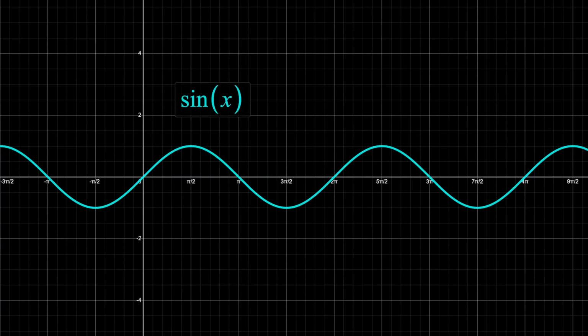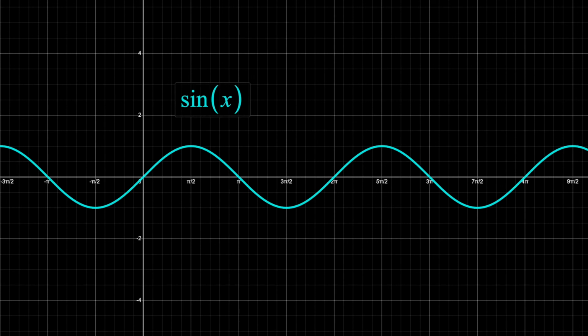Okay, so we all know sine of x. Sine of x is equal to 0 when x is equal to 0, when x is equal to pi, 2 pi, minus pi, and so on and so forth, right? So we know this function quite well. We know all of its infinite zeros are just on the integer multiples of pi, right?